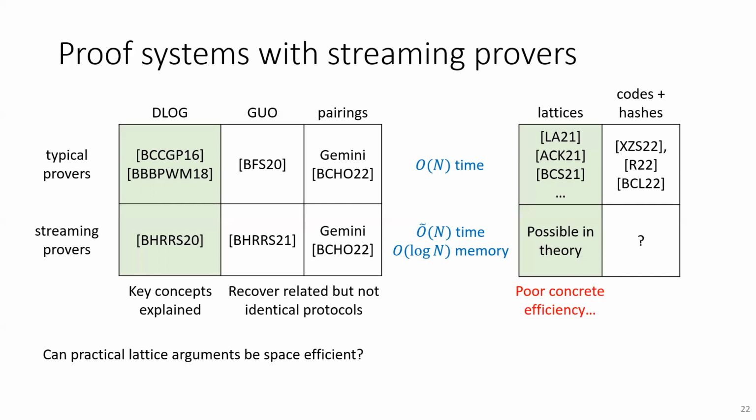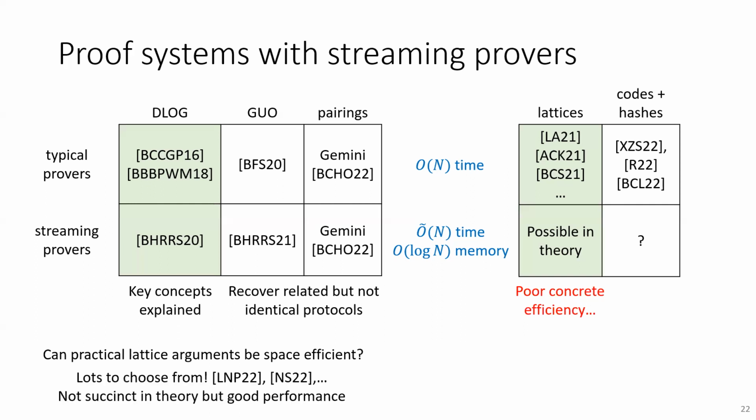So one question you could ask is, can practical lattice-based arguments be made more space efficient? And there are lots to choose from. There were already at least two at this year's Crypto conference, and they're not succinct in theory. They have linear or square root of n proof sizes, but they've got really good practical performance. So maybe they can be made space efficient. Maybe that's an exciting research direction.